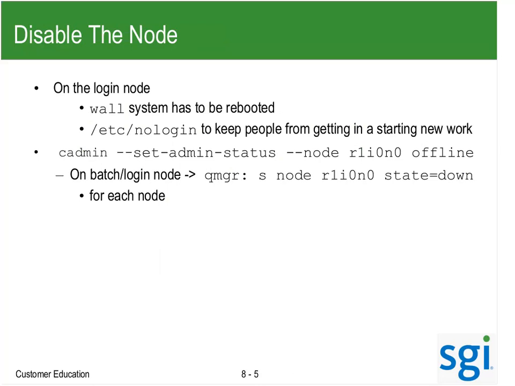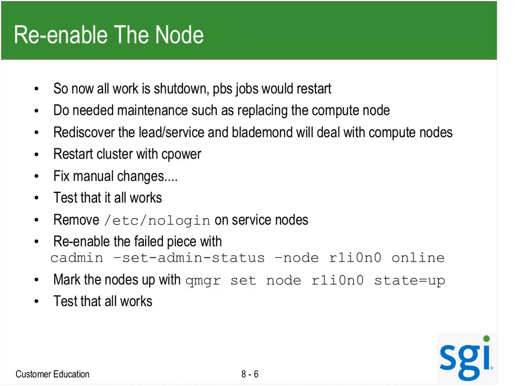But again, PBS also has to say, I don't want this node to be scheduled for PBS, so you've got to mark the state down. And then re-enable the node and get the node back online here. And then with QManager, get the state back up.